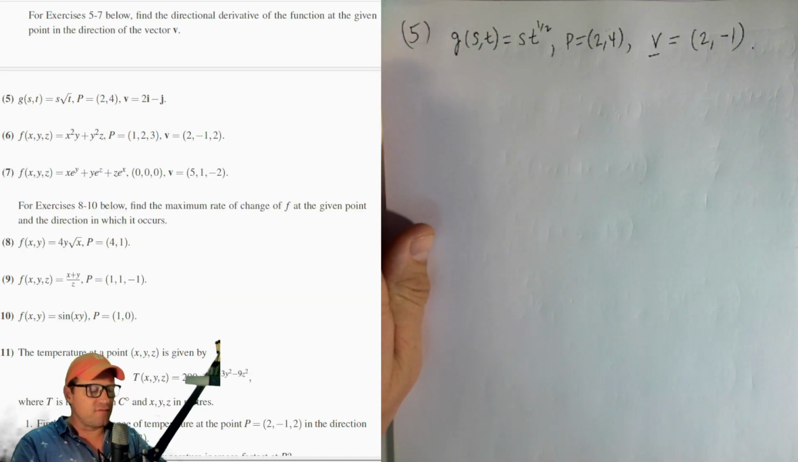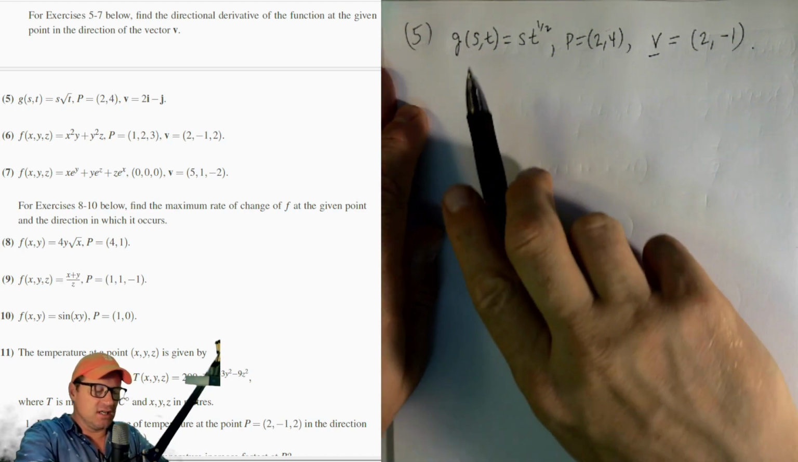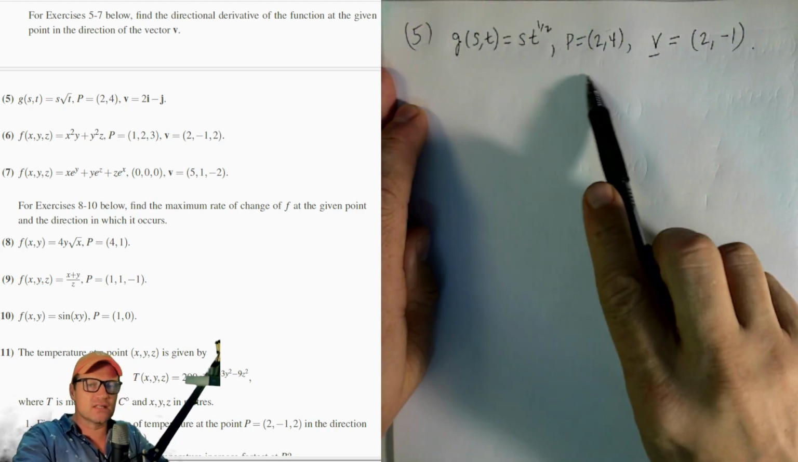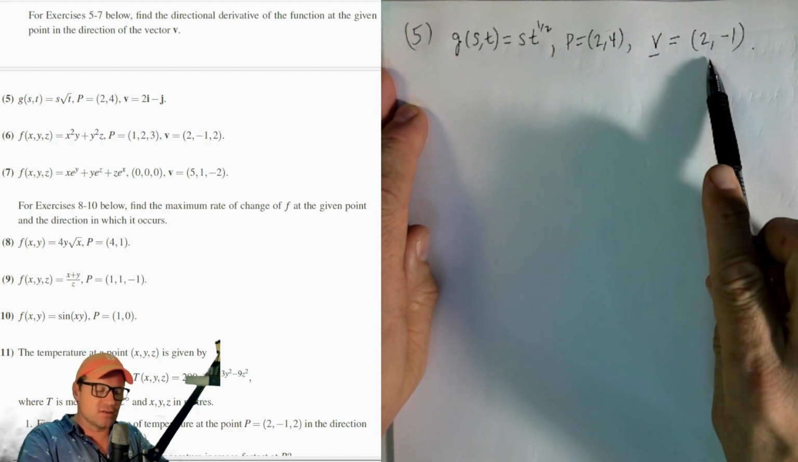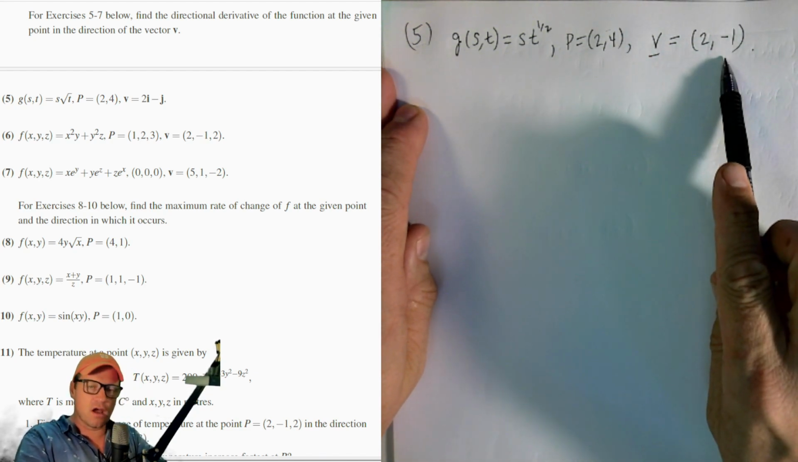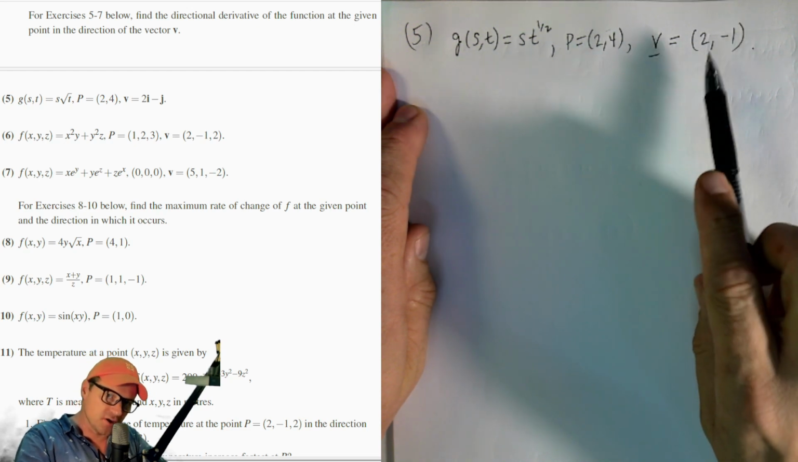Okay, question 5. We've got g is a function of both s and t, s t to the 1/2. P is the point 2, 4. V is the vector 2, -1. So here I would expect that that vector does not have norm 1, so it's not a unit vector.